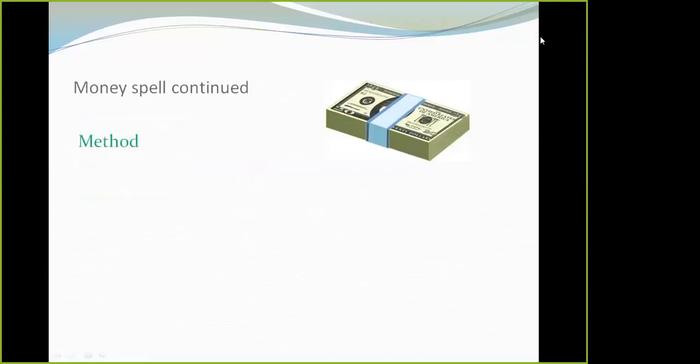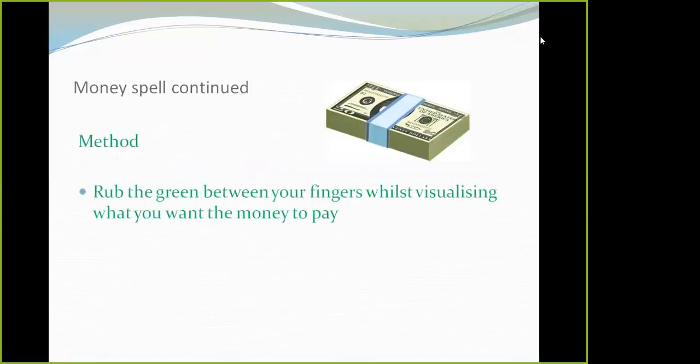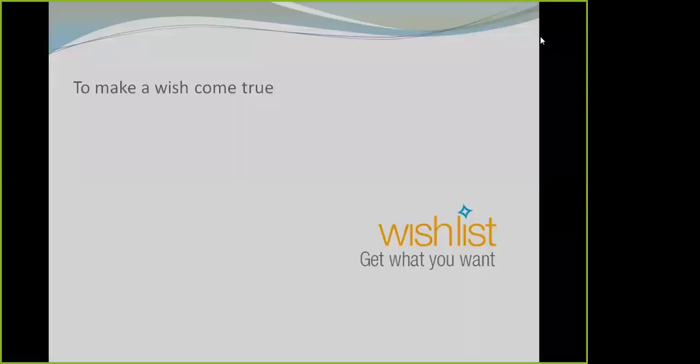So the method. Rub the green between your fingers whilst visualising what you want the money to pay. As you rub, chant, I love money, money loves me. I love money, money loves me. I love money, money loves me. Do you like that one? Really simple. The next one, right, is how to make a wish come true.